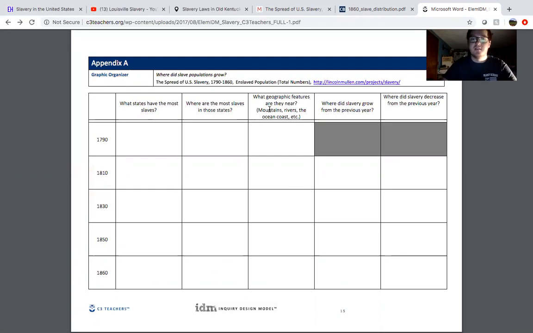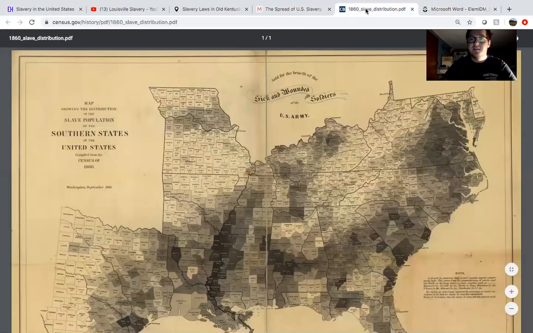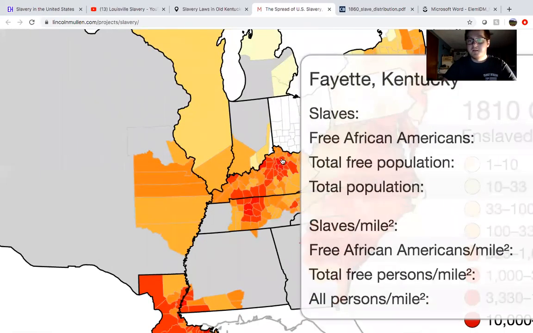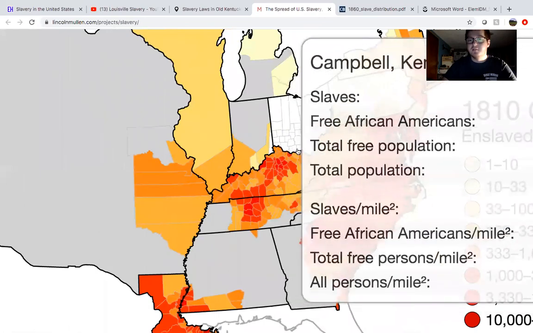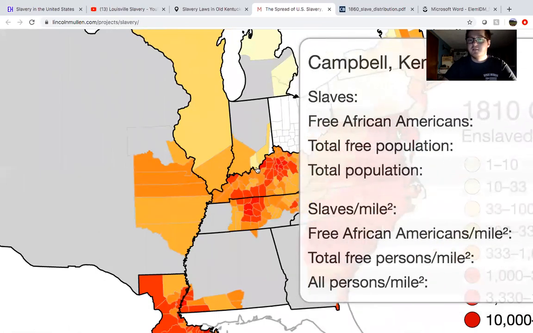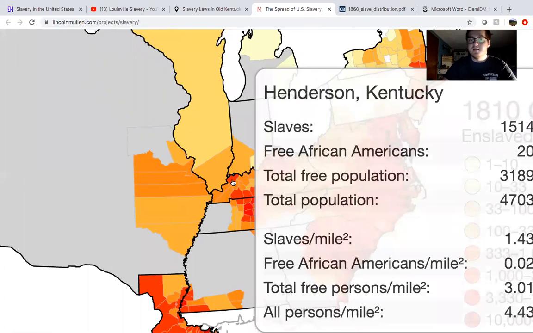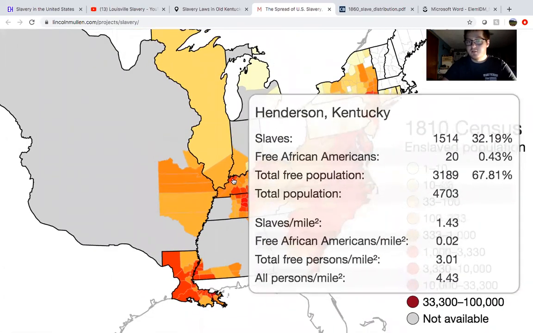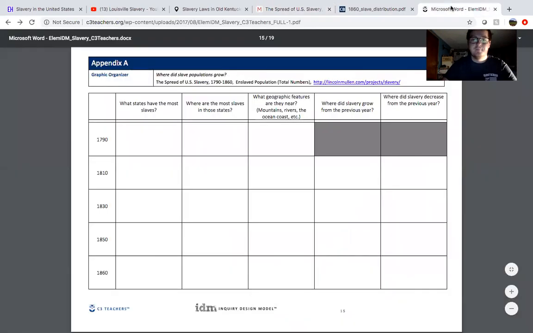Where are most of the slaves in their states? Again, write the counties or the area that it gives, and geographic features, if they're near the oceans, mountains, rivers. So in Kentucky, let's see where most of them are. Right up here near the top, right? So this will be our Ohio River. So we can put near the river. And right here in Henderson, Kentucky, right next to a border, next to the Ohio River.